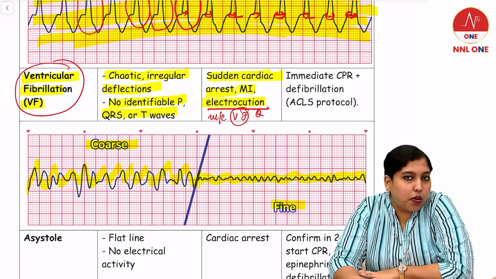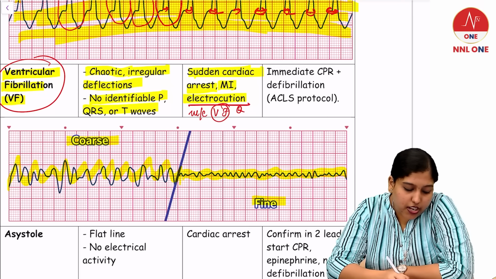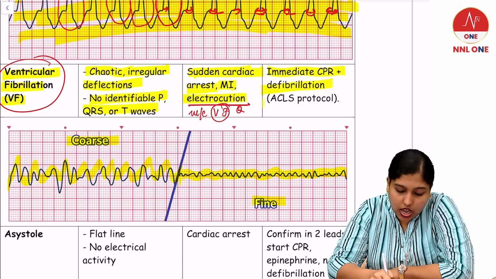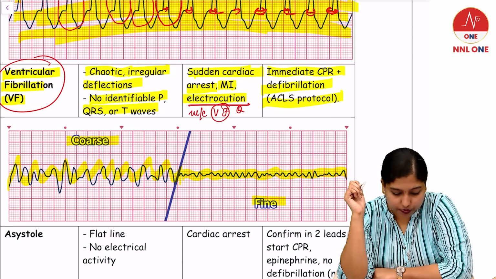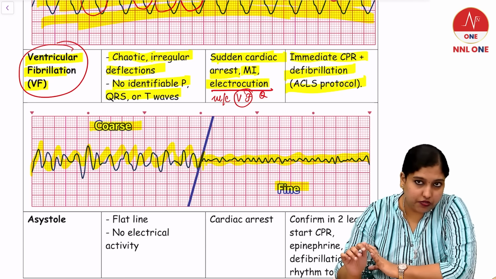When VT is not managed properly, it will lead to ventricular fibrillation. So what is the management of ventricular fibrillation? Immediate CPR, cardiopulmonary resuscitation, plus defibrillation, and you proceed as per the ACLS protocol. Here you can see the coarse and fine VF.